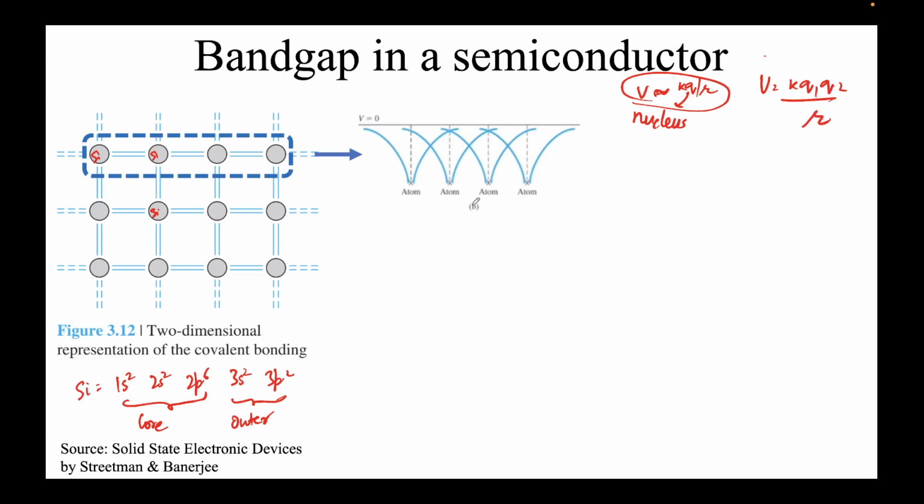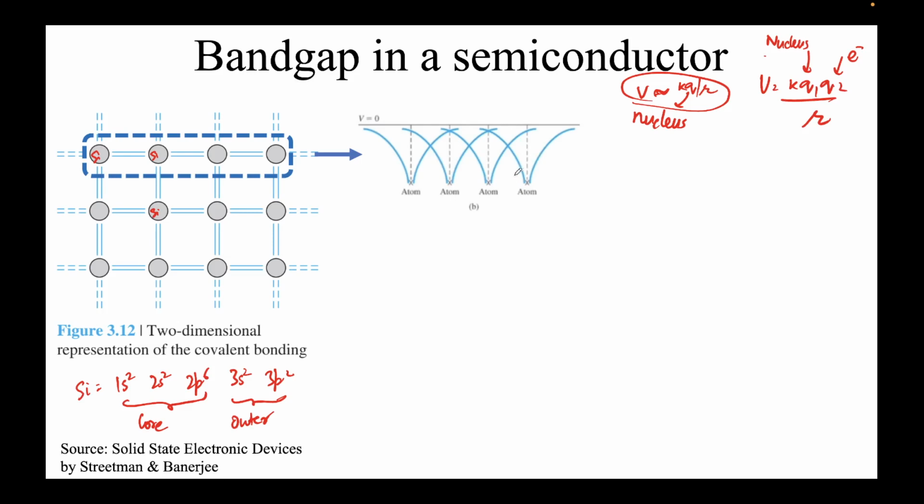I'm not considering the other atoms, we'll apply superposition later. Just consider only this one atom. So q1 is the nucleus, which is positively charged, and q2 is the electron, which is negatively charged. Hence this whole term will come out to be negative. Here you see V equals 0, this is the infinite distance. Here the electron will be free. Here it's not free.